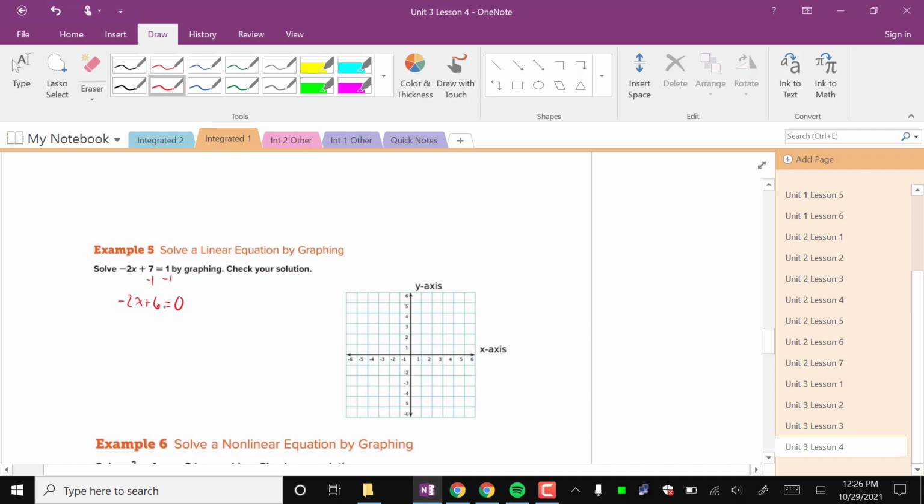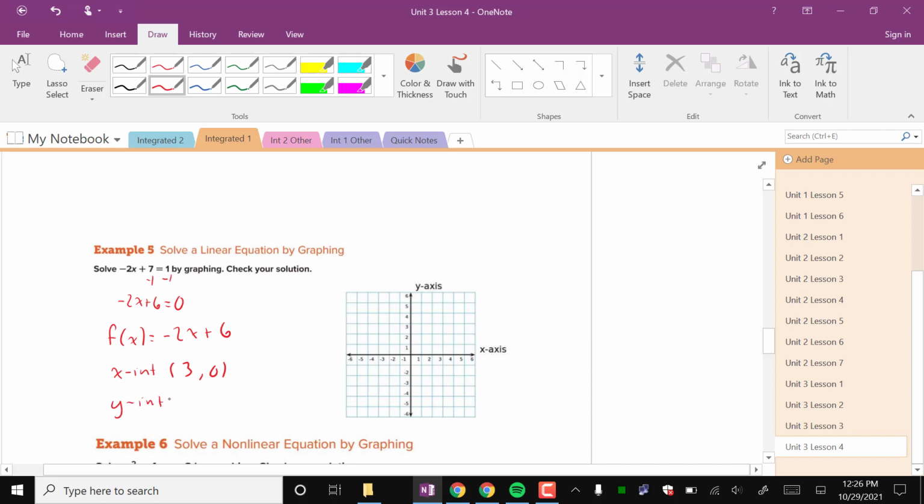So I want to graph the left side of the equation because our function is going to be f of x equals negative 2x plus 6. So our x-intercept is when y equals 0. So when y equals 0, what's x going to equal? Well, y equals 0, so x is going to be 3.